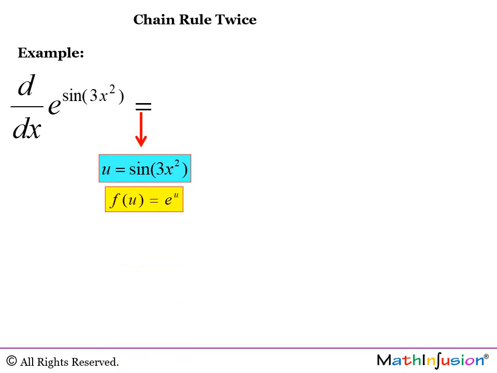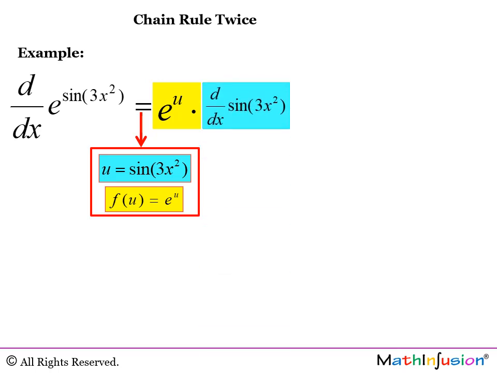We apply the chain rule once. We get the derivative of f(u), which is e to the u, and then the derivative of the inner function, which I'm just going to write like this, because now I notice that in order to find the derivative of the inner function, I will have to use the chain rule again.